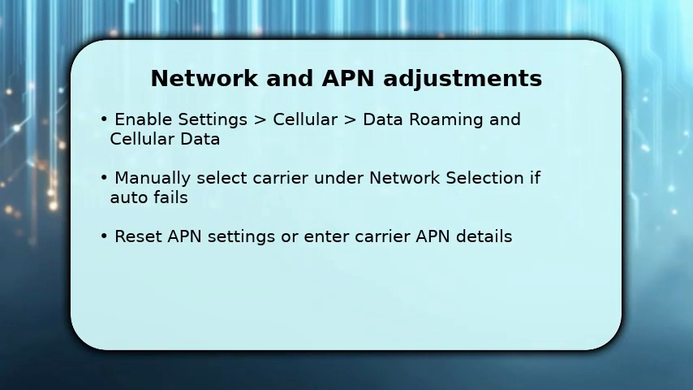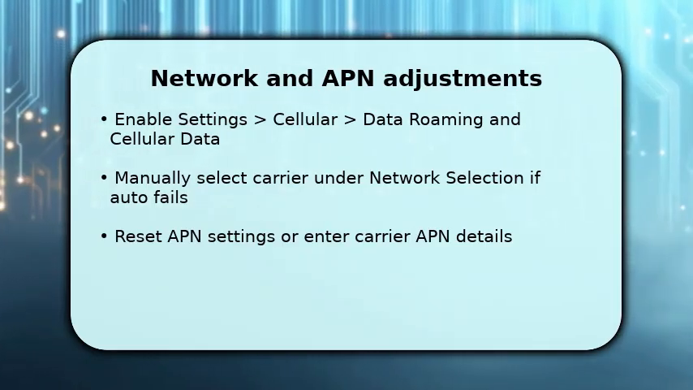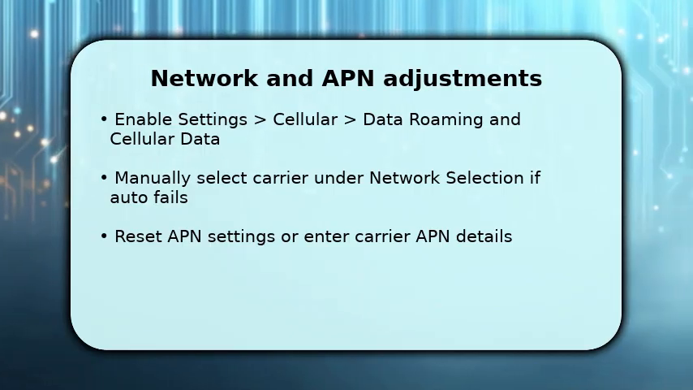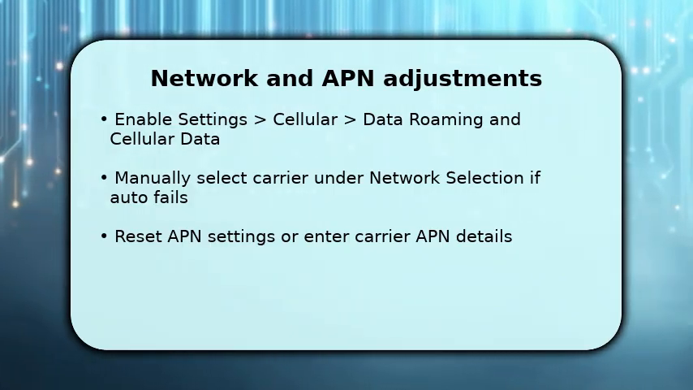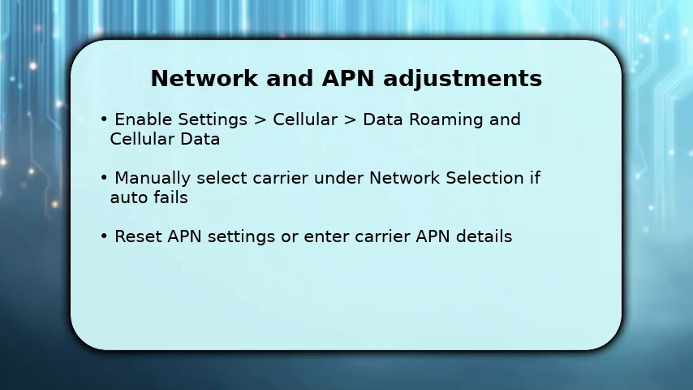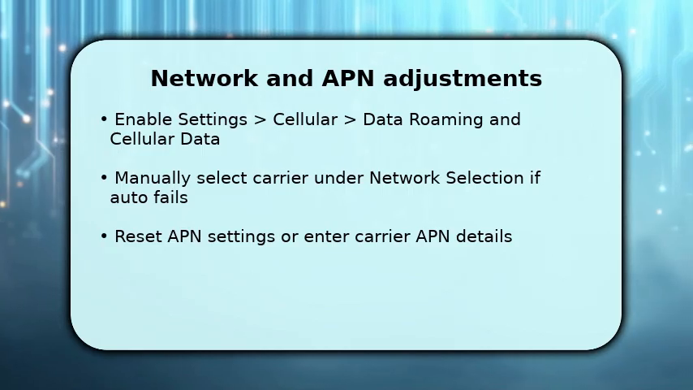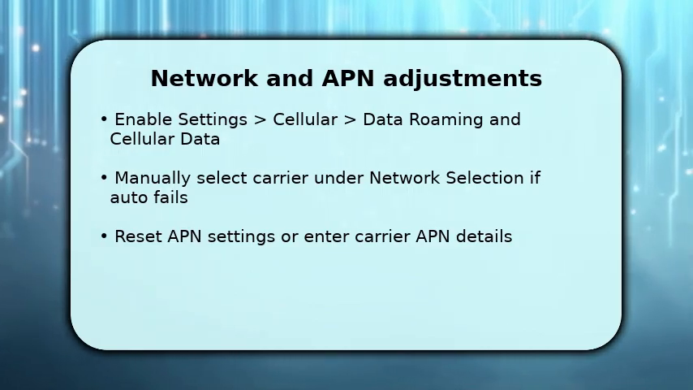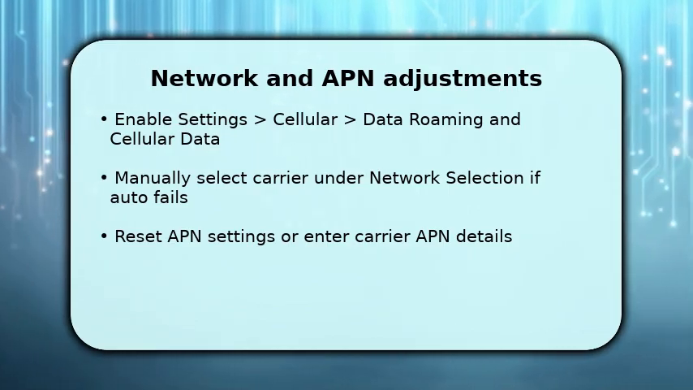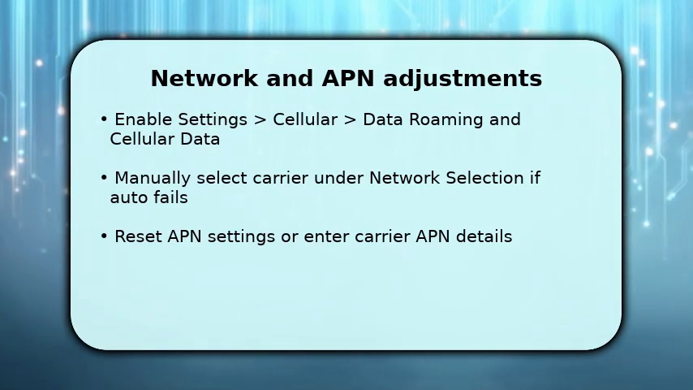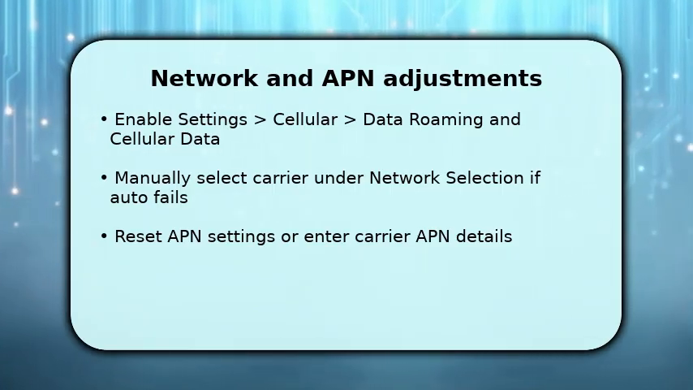Now dig into network settings. Go to Settings, Cellular and ensure cellular data and data roaming are enabled. If you still lack service, turn off automatic network selection and manually pick the carrier to force proper registration. If mobile data connects but won't browse, check or reset the APN. Either tap Reset Network Settings or enter the carrier's APN values exactly. These steps target authentication and routing issues that prevent packet data even when the radio is active.